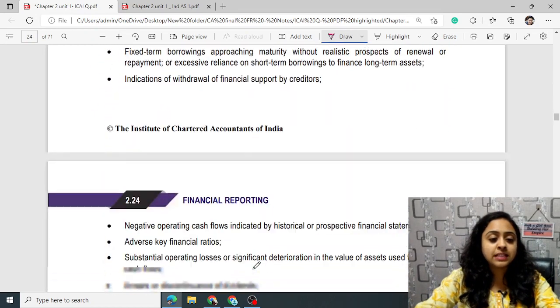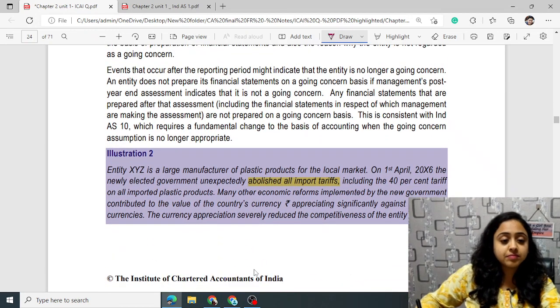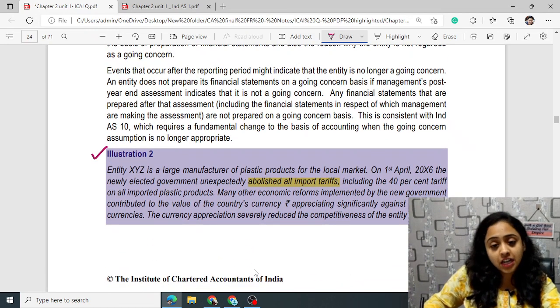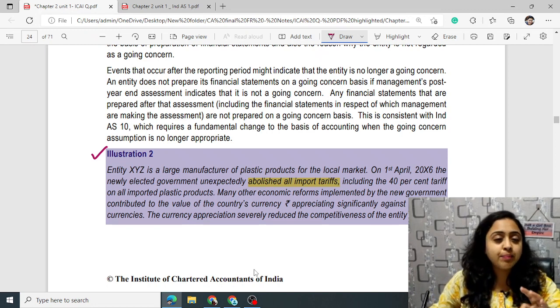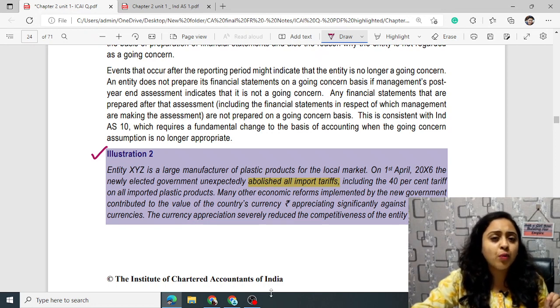Let's head towards Illustration number 2. Entity XYZ is a large manufacturer of plastic products for the local market. This is a little big question, a case study based question. So please don't be afraid by reading such a big question. How will you handle it? The bigger the question, the easier it is, because it states all the facts and figures, and it makes it very clear at what point it is aiming and what conclusion you have to derive.